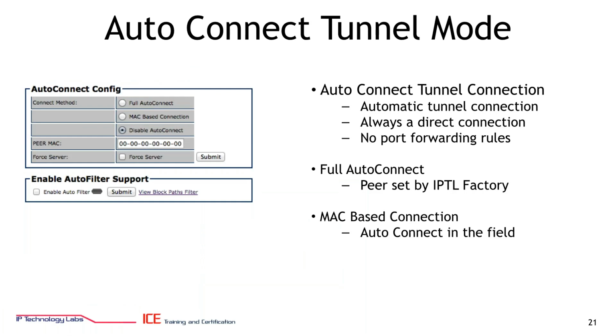The devices support AutoConnect for point-to-point tunnels. So you can do a full AutoConnect, which we would configure at the factory between two devices, send them out in the field, they go out and find each other and create a direct connection. Or you can run a MAC base. So I can take two devices, take the system ID or the MAC address of the device and put those into each of the devices to peer each other, and they will communicate.